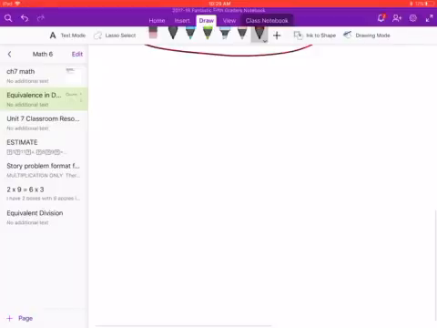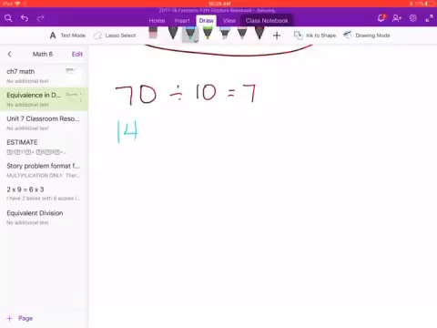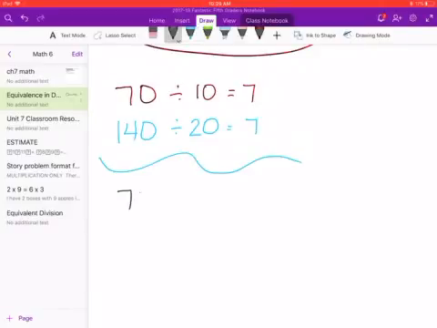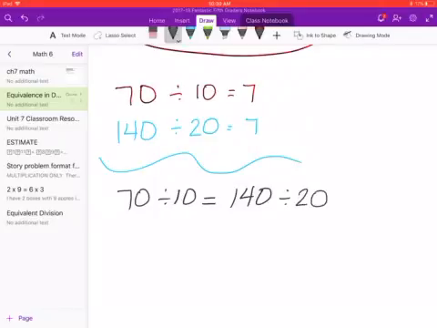So my original equation was 70 divided by 10 equals 7. What showed up was 140, so I had to divide it by 20 to keep it at 7. So the equivalent expression is 70 divided by 10 is equal to 140 divided by 20.